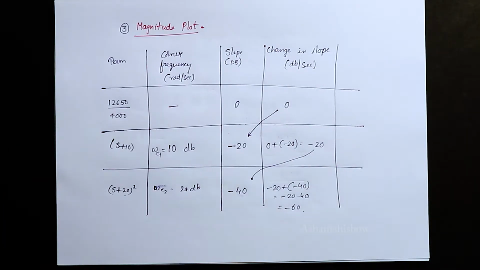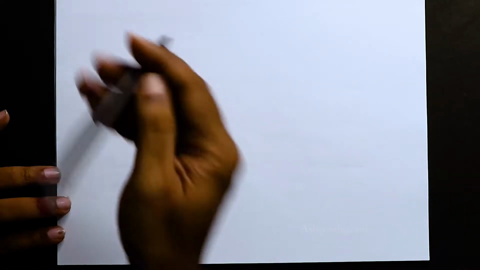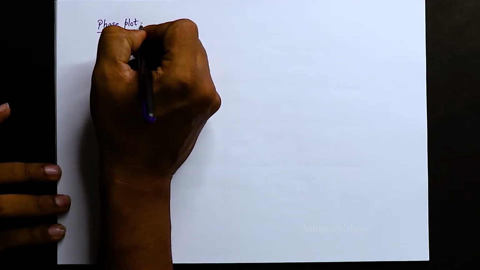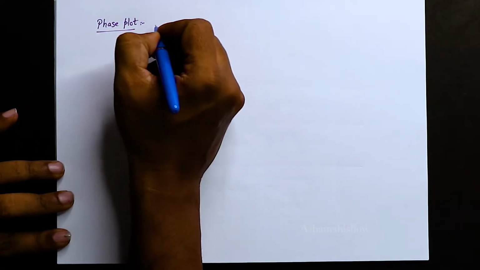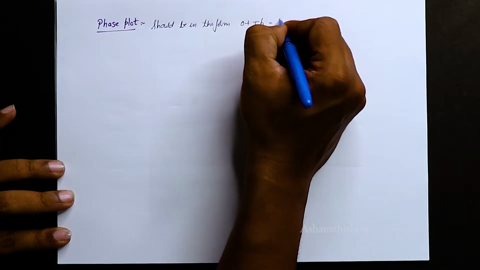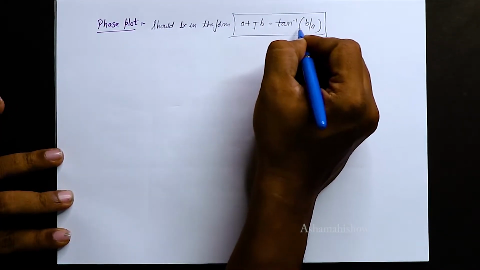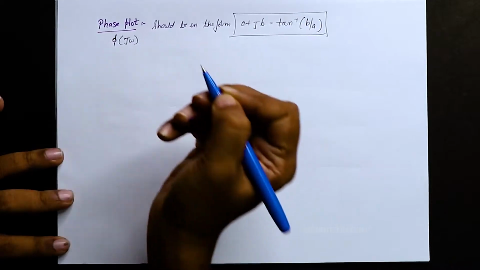But a Bode plot is not finished until we draw a phase plot also. So keep this aside. It's very important. And now we need to draw a phase plot. To know what a phase plot and a magnitude plot are and how to do that, you need to see my previous video on the introduction of Bode plot. The phase plot should be in the form of A plus jB, which is given by tan inverse B by A. This is actually an angle.